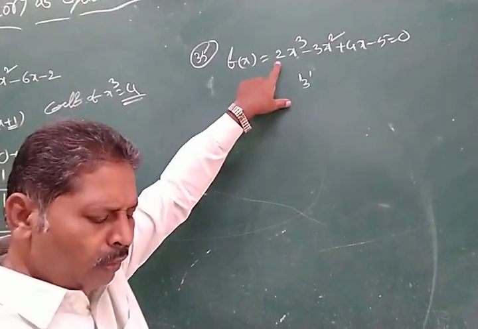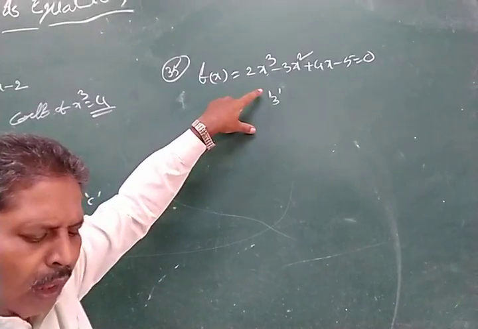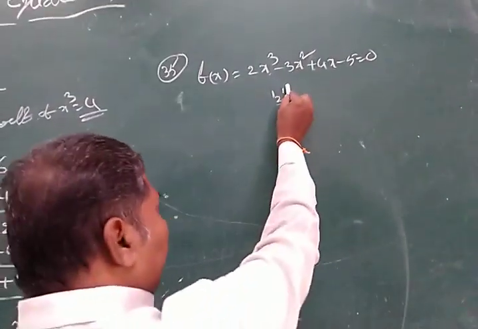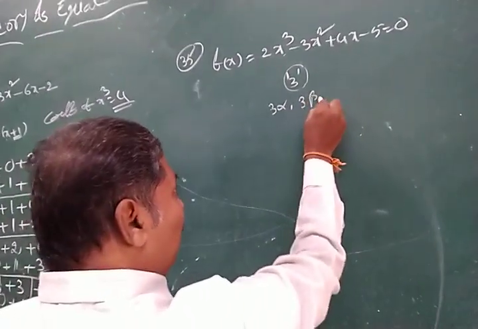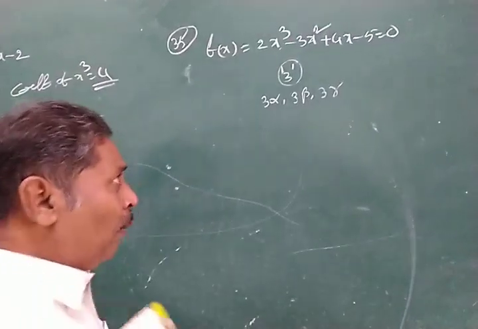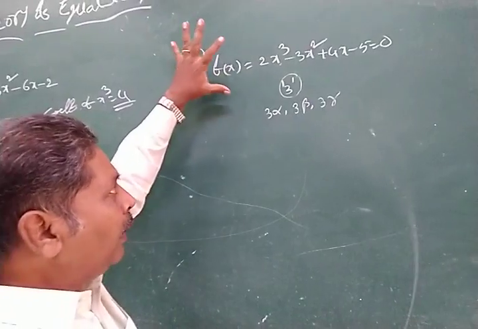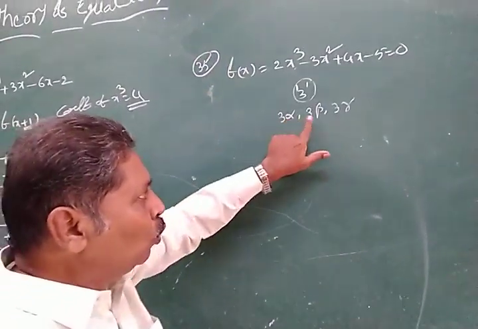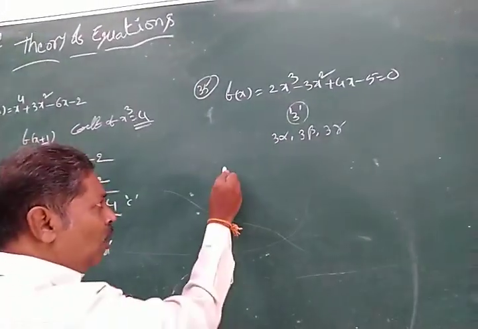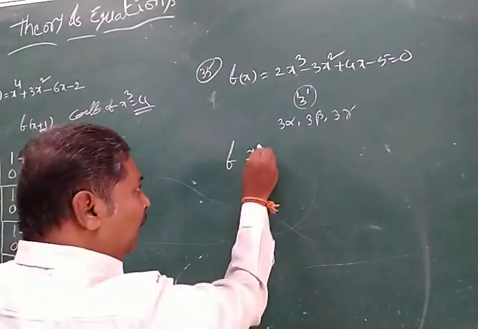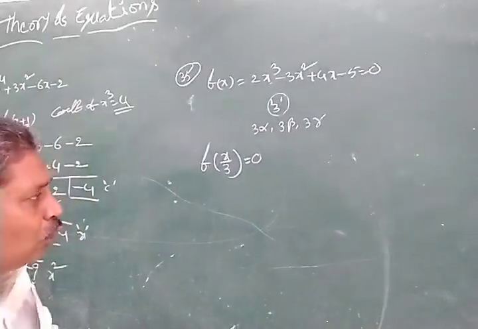35. Given this f of x, next, whose roots are multiplied by 3. That means 3 alpha, 3 beta, 3 gamma. So we want an equation whose roots are these 3. So multiply by 3. So required equation is f of x by 3 equal to 0.